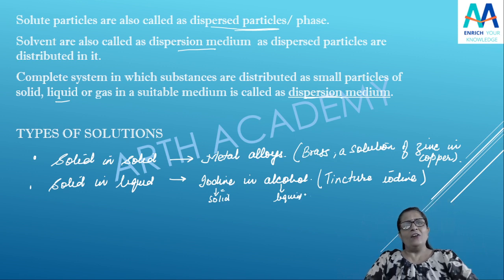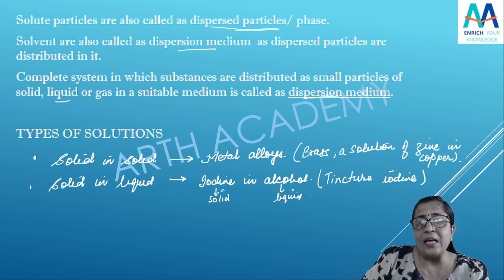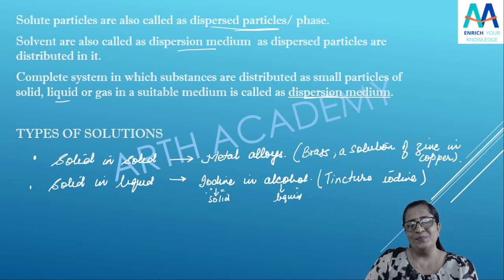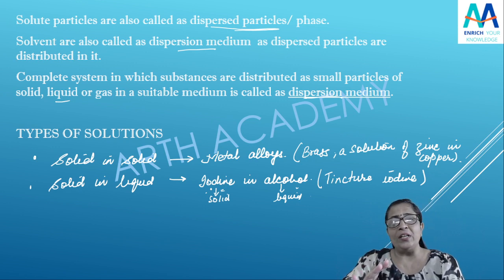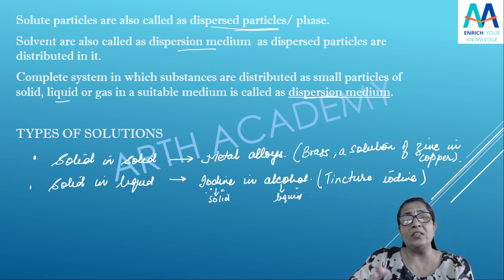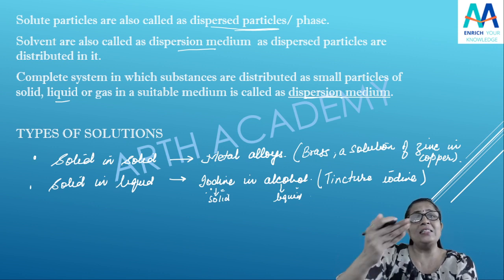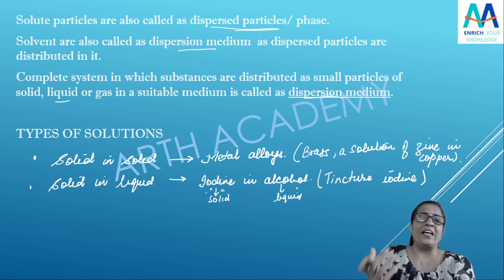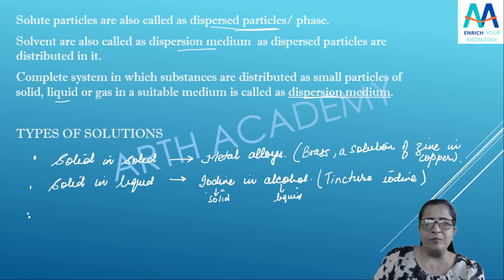So what is the solvent, students? I am saying iodine in alcohol. That means alcohol is a solvent and iodine is a solute. Got it? So there can be some question like that also. You have to identify what is solvent and what is solute. So always remember, whatever is mixing or whatever is added in, that is solute, and that in which it is added, that is solvent. Keep this thing very firmly in your mind.